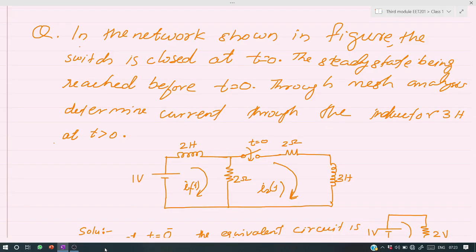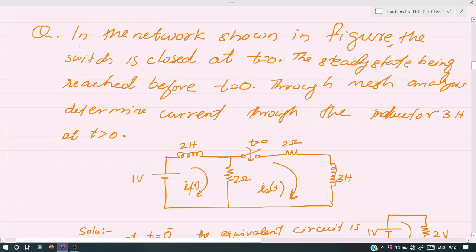In this video, let's see how to transfer the given network from time domain to S domain and then solve it using mesh analysis. That is an example of mesh analysis in a transformed network. For that, let's consider this example.